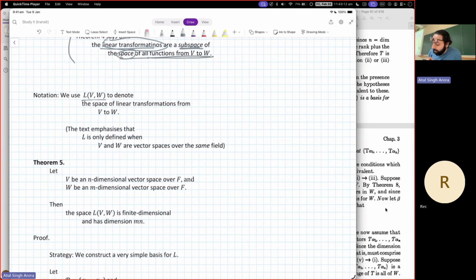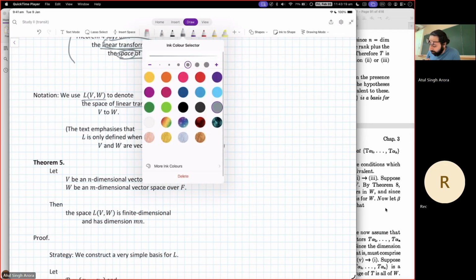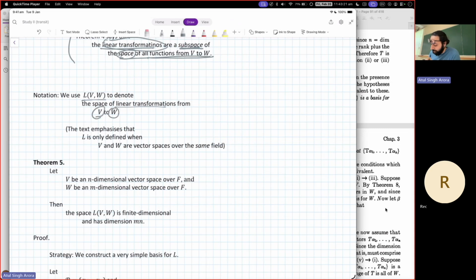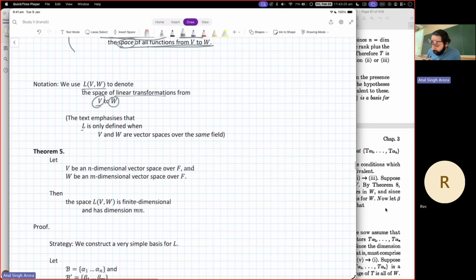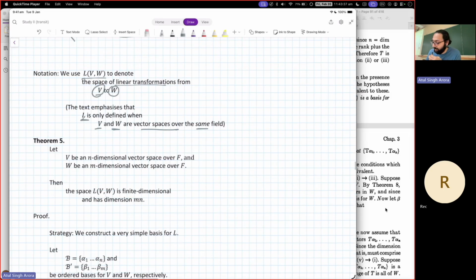So L is the set of linear operators from the vector space V to the vector space W. And the text emphasizes that L is only defined when V and W are vector spaces over the same field. So when we're writing this notation, we're assuming that the vector spaces are defined over the same field.